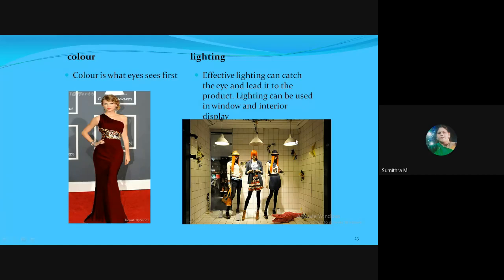Lighting, whole lighting is done on the upper side. The whole display lighting is to be used to attract the customer, and lighting can be used in the window, and it is also used in the interior design. Inside also it can be used.